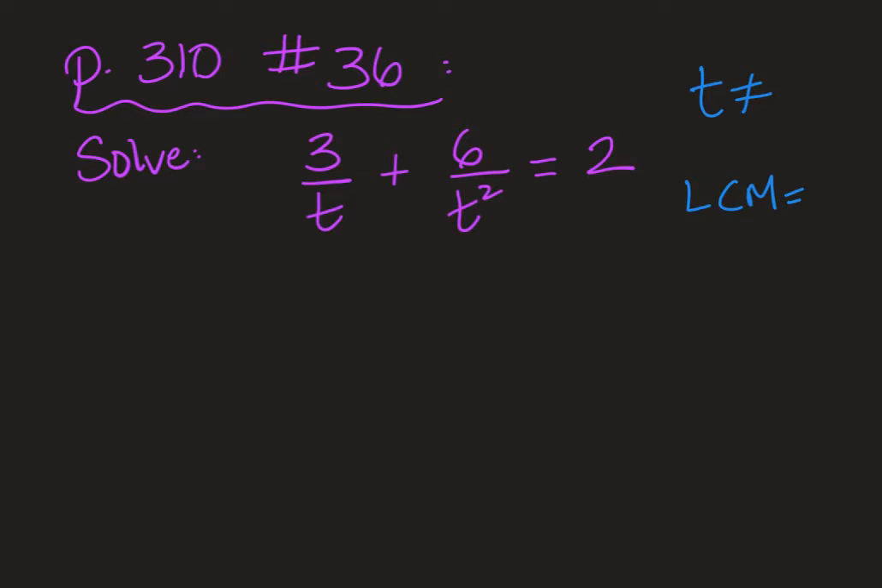Because we have a t and a t squared, the only thing that t is not going to be allowed to be is 0. That's the only thing that would make our denominators undefined.